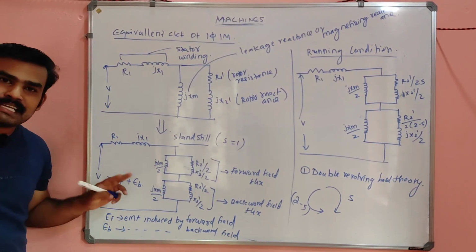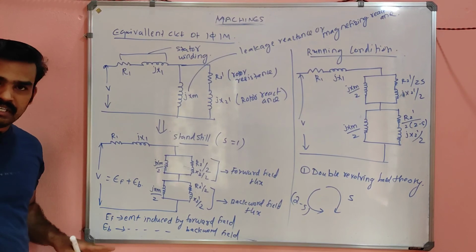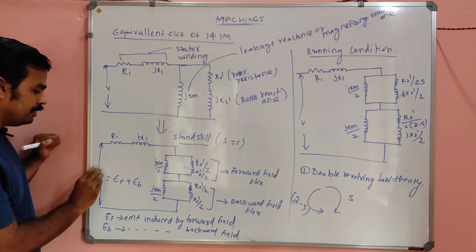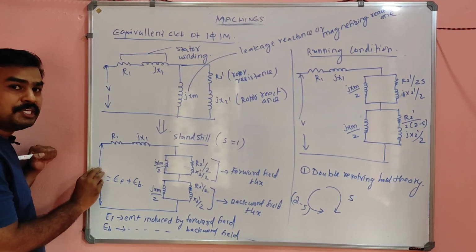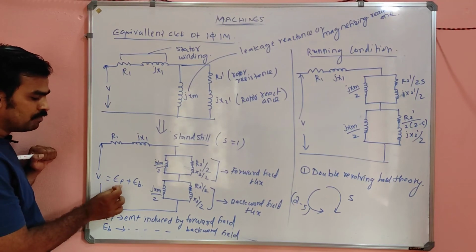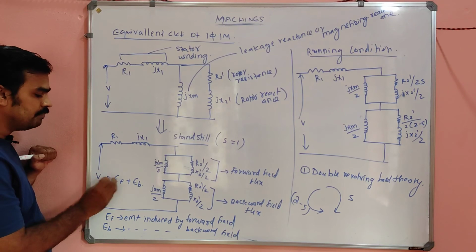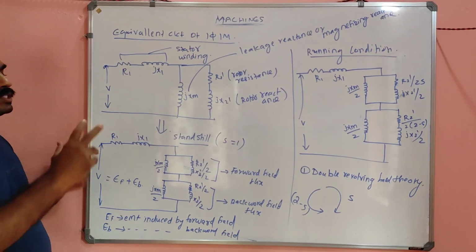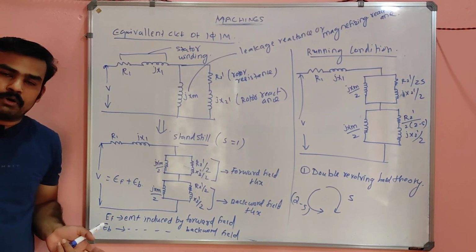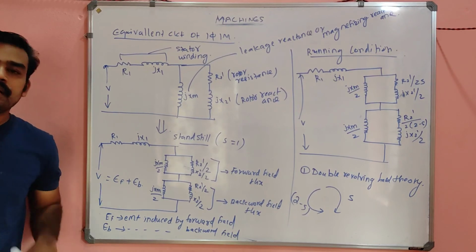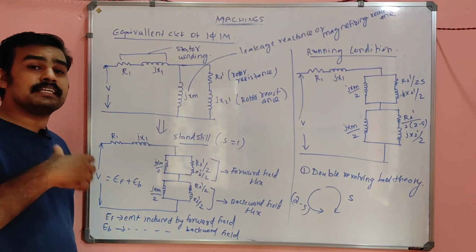So there will not be any starting effect. So the machine won't start. That means the applied voltage will be utilized for generating the forward EMF plus the backward EMF, EF plus EB. So V will be equal to EF plus EB, and both start rotating in opposite directions with equal magnitude. There will not be any flux at all.